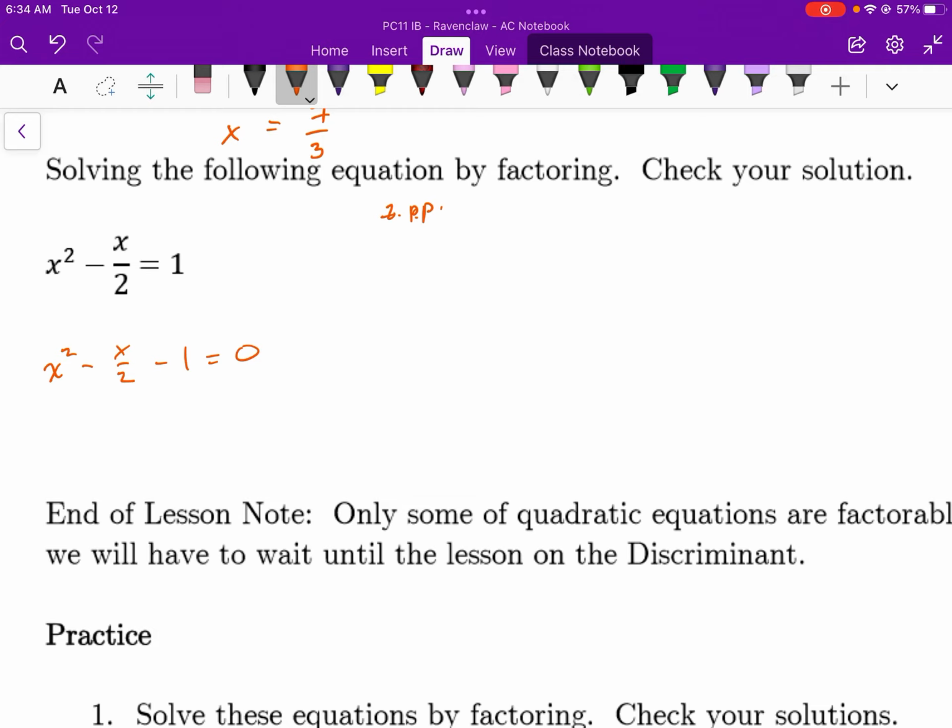And there we have it. We have x squared minus x over 2 minus 1 is equal to 0. I subtracted 1 from both sides. The next thing I'm going to do is factor that. Actually, I'm just kidding. I don't know how to factor that. So I'm going to take a look and maybe give it a thought what your next step would be.